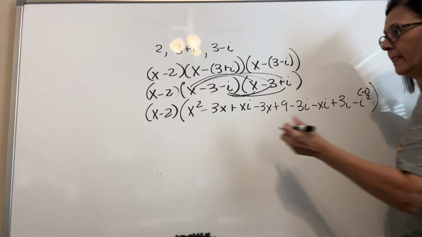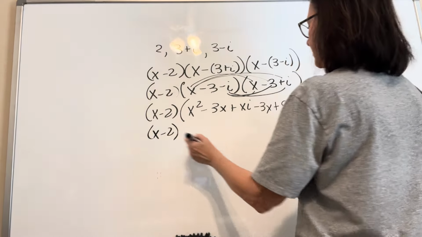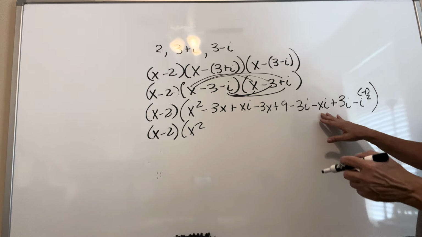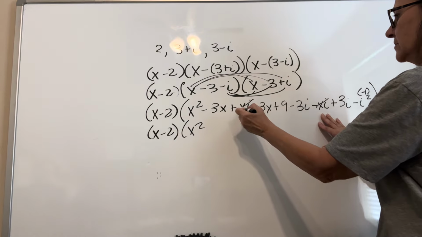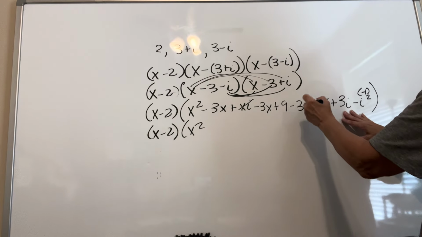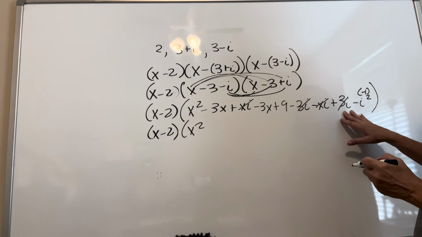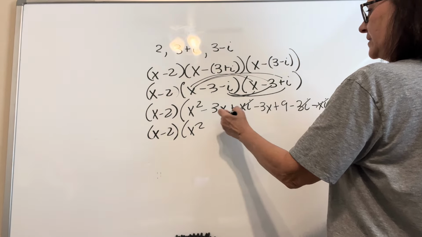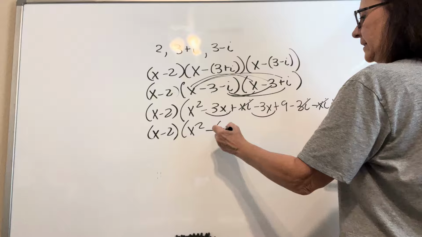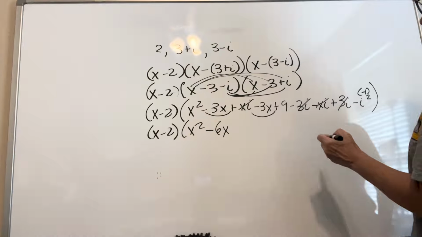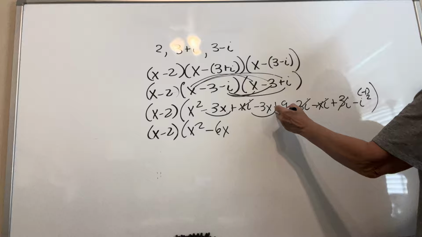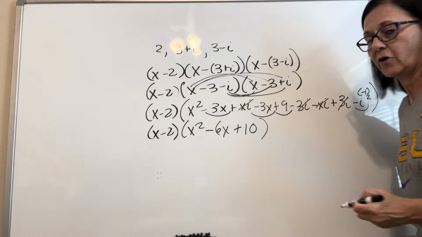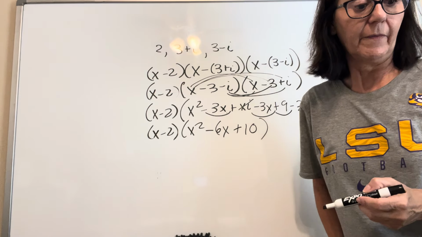So let's simplify what's in here first. We only have one x squared. What cancels? This cancels. Our 3i cancels. So in terms of x, we have negative 3 and negative 3, so that's negative 6x. Then we just have positive 9 minus a negative, so it's positive 10. You're always going to get that type of a polynomial.